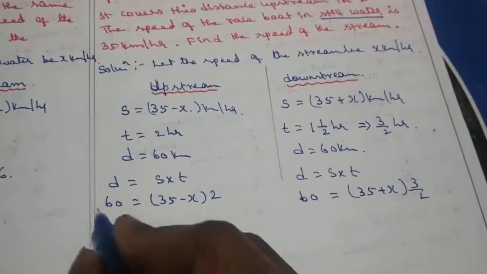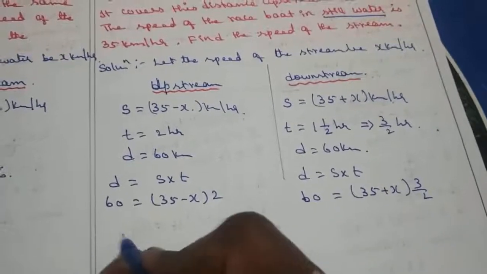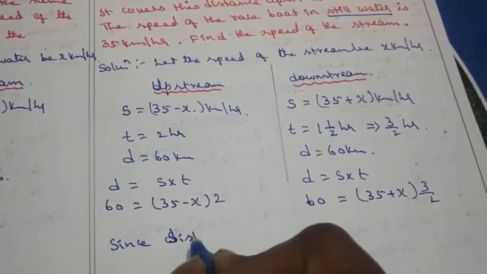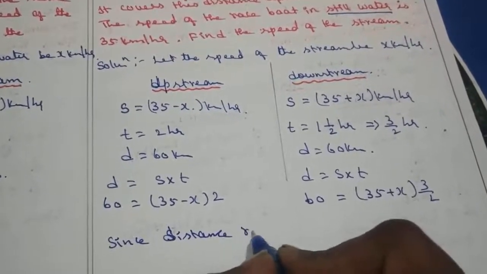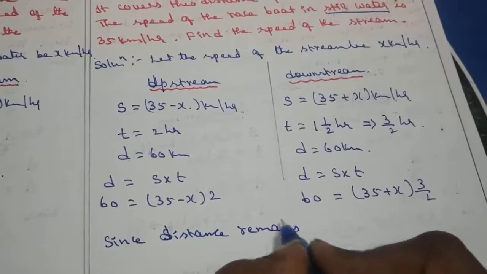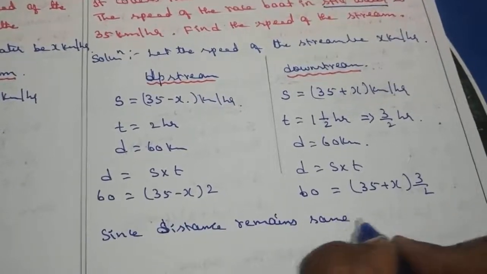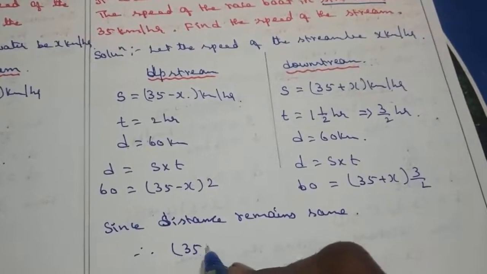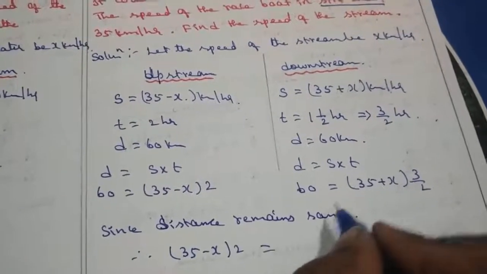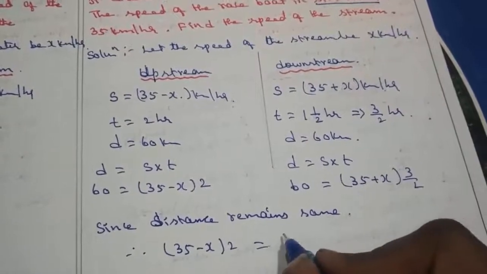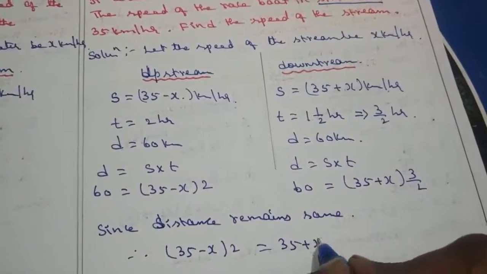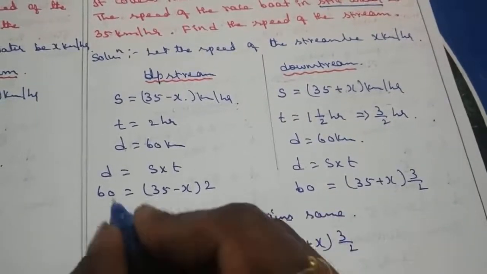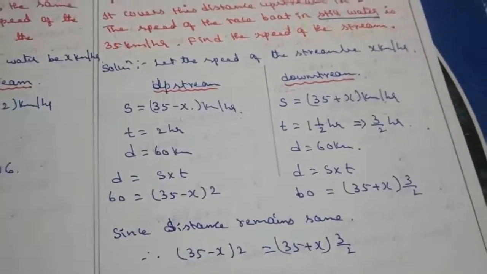Here you can see, children, again the distance remains same, therefore the distance in the upstream is 35 minus x into 2 is equal to the distance in the downstream is 35 plus x into 3/2. Or you can take 1 and you can find the value of x in one equation only, children.